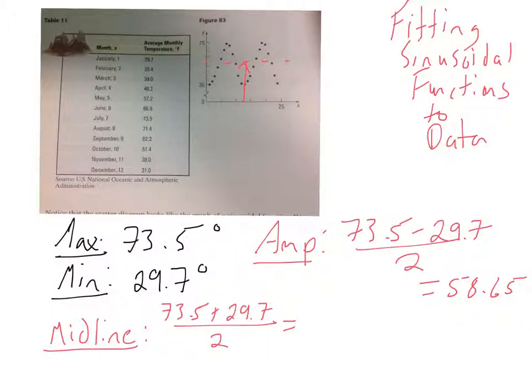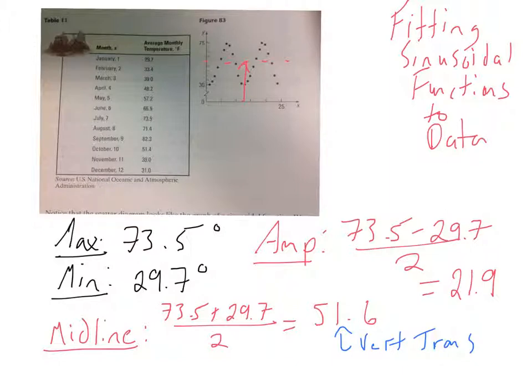Well, first off, I made a mistake on the amplitude here. As some of you probably have noticed, the amplitude should actually be 21.9. I plugged that one into the calculator wrong. And for the midline, our midline should be 51.6. So that's going to be my vertical translation, and the amplitude is my A value, of course.